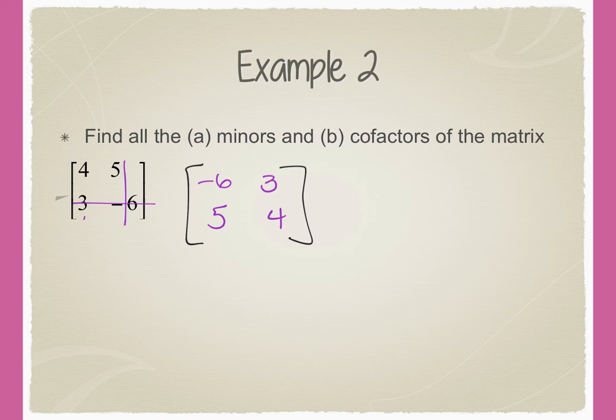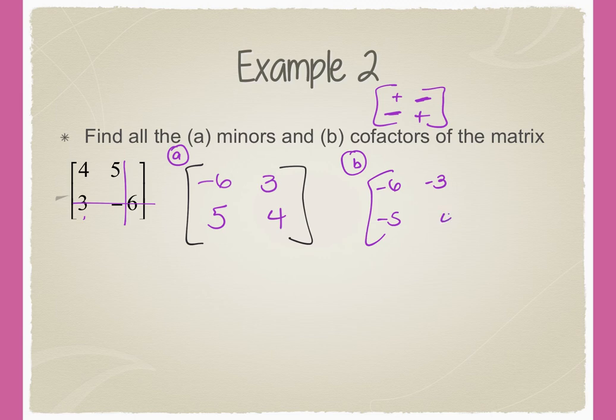No, you don't have to do the fish when it's a 2x2. That is my answer. This is the minors. You only have to do the fish on a 3x3 because there's not just one number left when you cross them out. So then B, the cofactors, I just change. Remember, I change the one in the top right and the bottom left. So this I keep, this one I change, this one I change, this one I keep. So -6 stays -6, the 3 becomes -3, the 5 becomes -5, and the 4 stays as it is. So the first one is the minors, the second one is the cofactors.